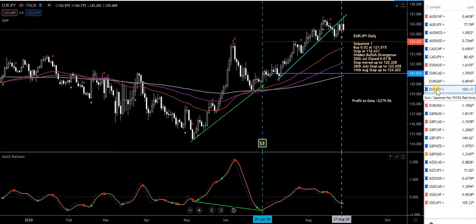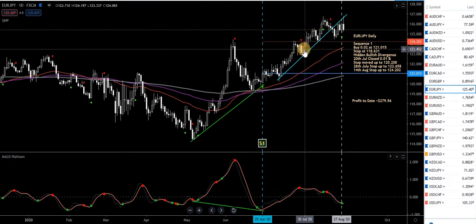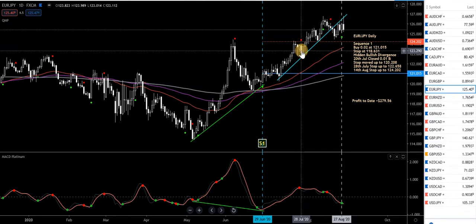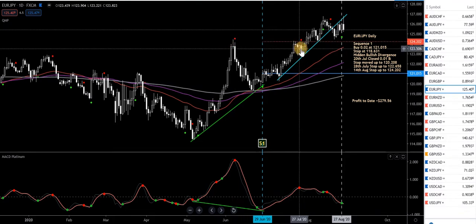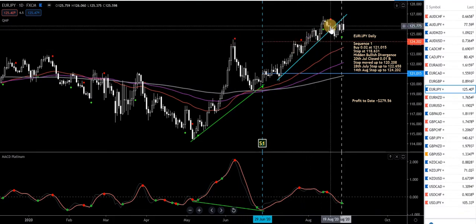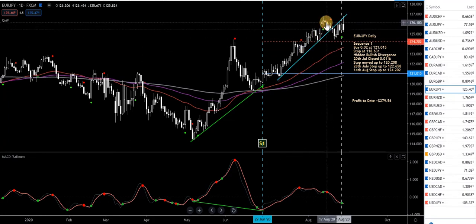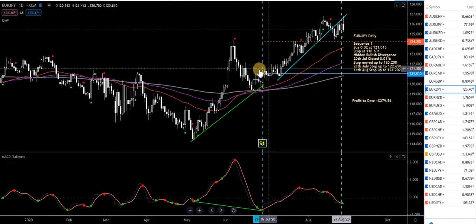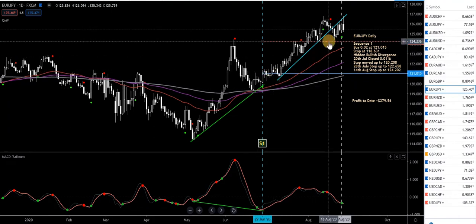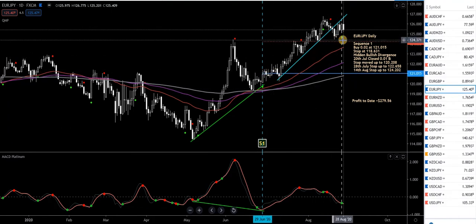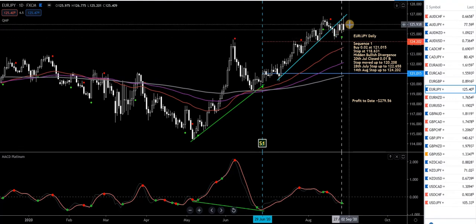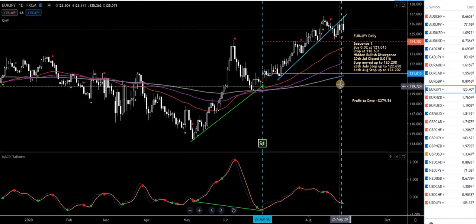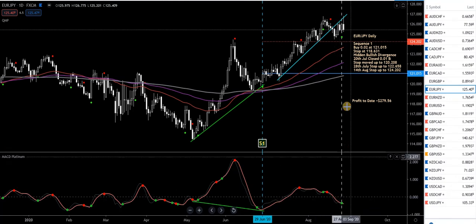Euro Yen. This is one I was stopped out on the sell twice, I think. Here I think I took a sell based on this double top. Lost on that. I think I took another one on a trend line break or something, and I was stopped out by a pip or so, and now it's coming down again. The good thing is I'm in a buy, so there's a stop in place for that buy. There's a new buy signal here on Thursday. It was marked on my chart. It's a valid buy signal.